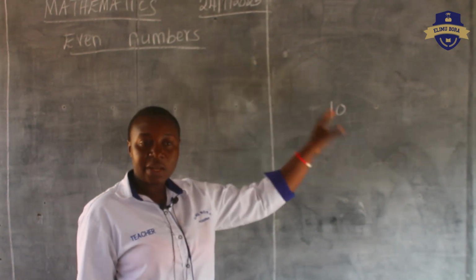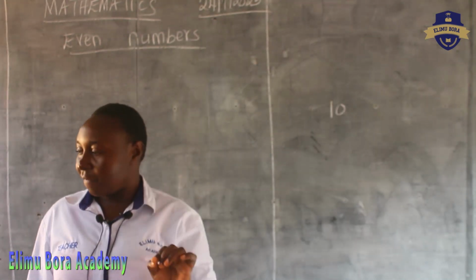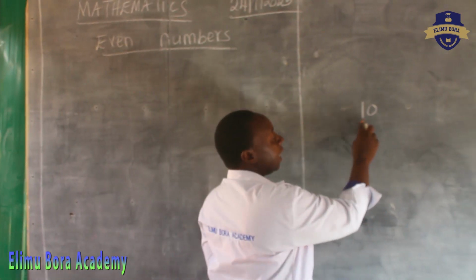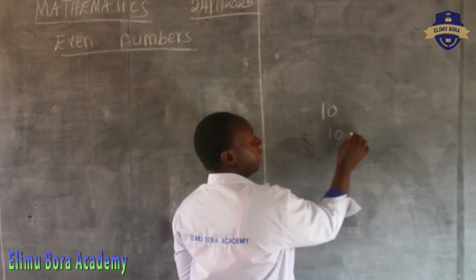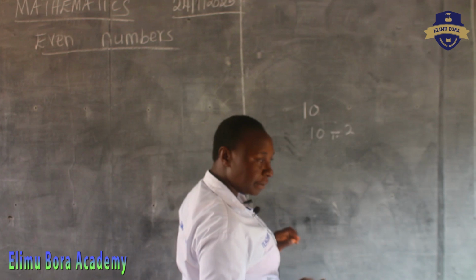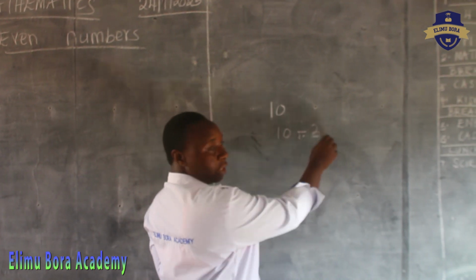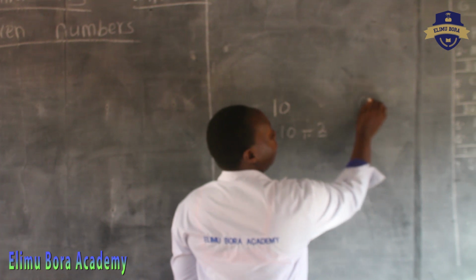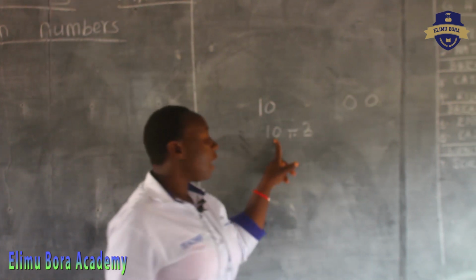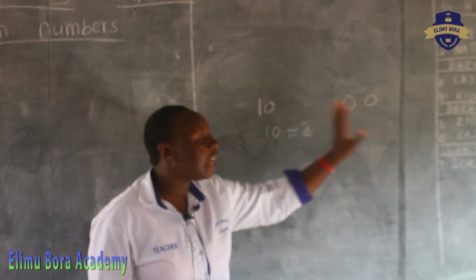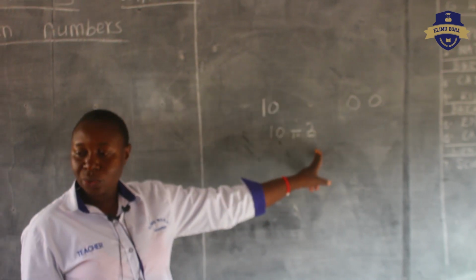10. We want to see whether 10 is an even number or not. What are we going to do? You take 10, you say 10 divided by 2. Here 2 represents the number of children. You are having 2 children. How many fruits are these? 10 fruits. So we want to divide the 10 fruits among 2 children.